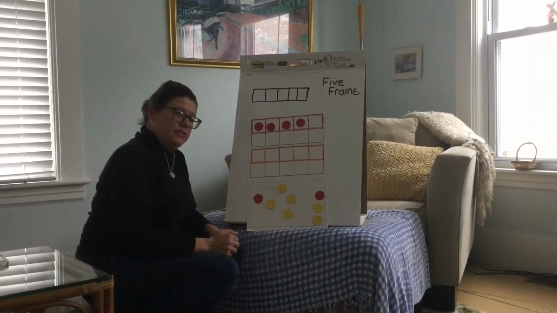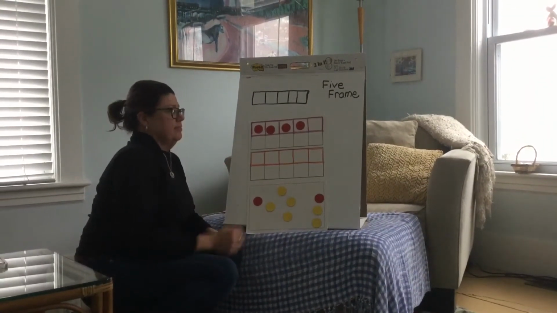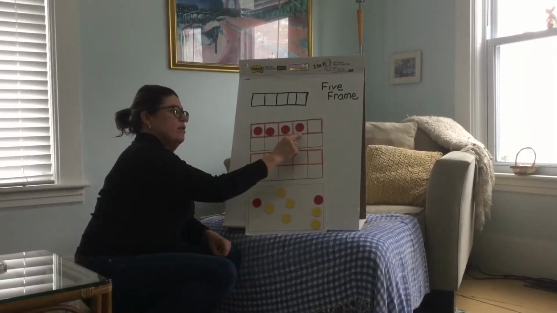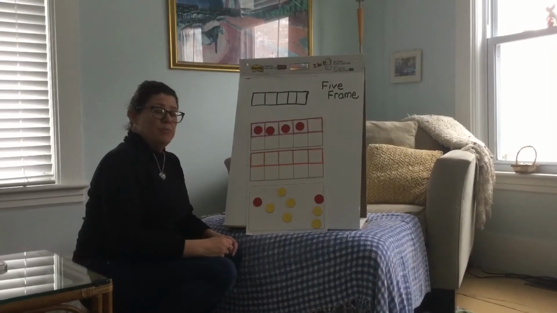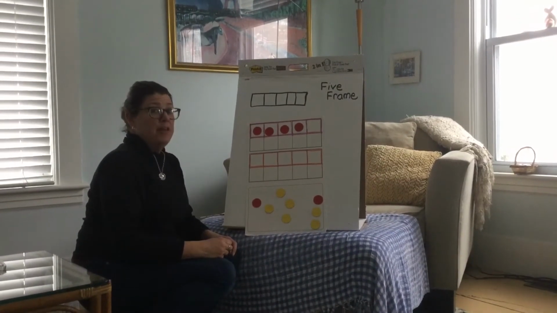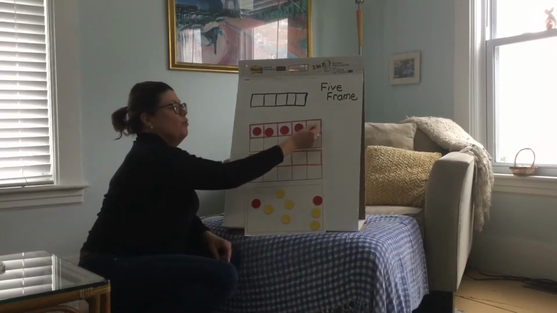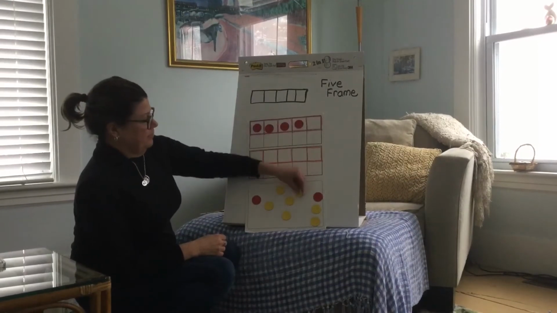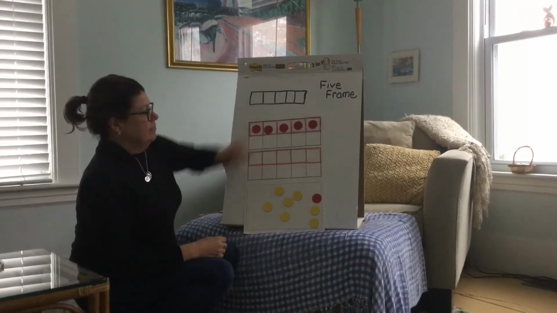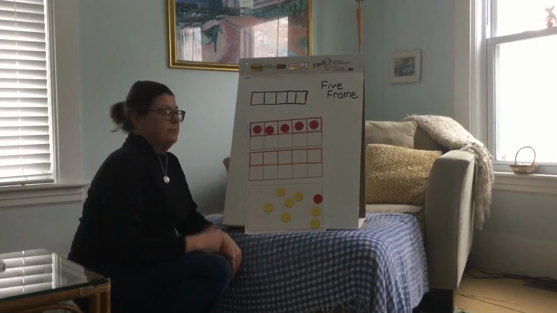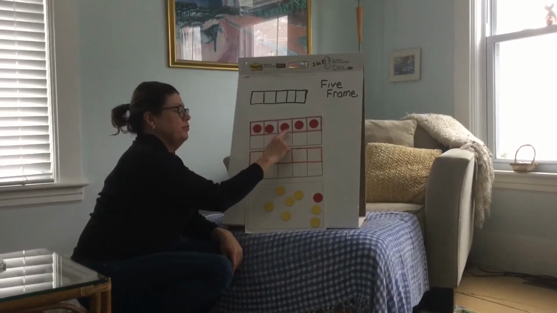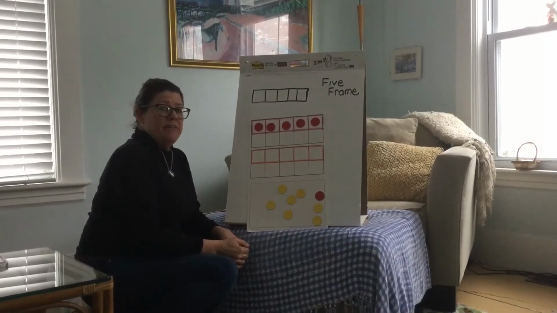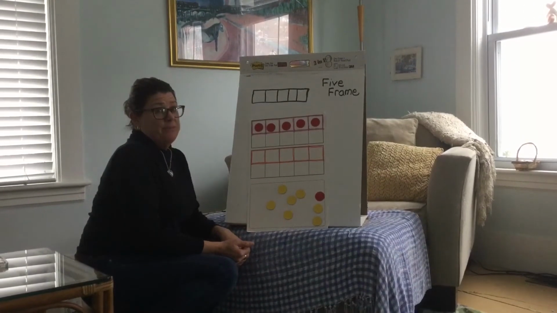How many dots do you see? 1, 2, 3, 4. How many more to make 5? I bet you know. 1 more to make 5. The 5-frame is full. 1, 2, 3, 4, 5. How many more to make 5? 0.